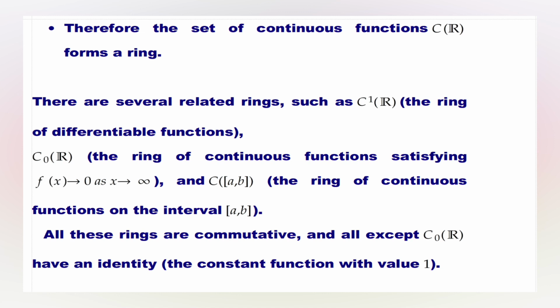There are several related rings such as C1(R), the ring of differentiable functions; C0(R), the ring of continuous functions satisfying f(x) tends to 0 as x tends to plus or minus infinity; and the ring of continuous functions on the closed interval [a, b], which is denoted as C[a, b]. All these rings are commutative and all except C0(R) have an identity, the constant function with value 1.